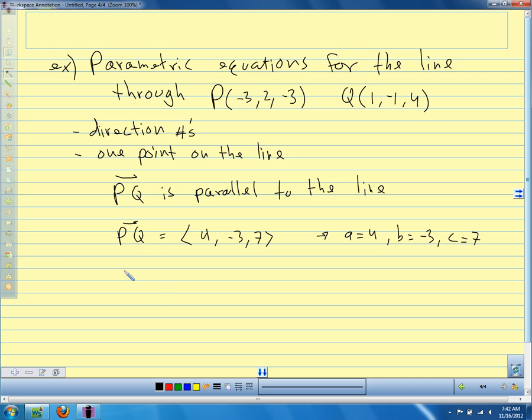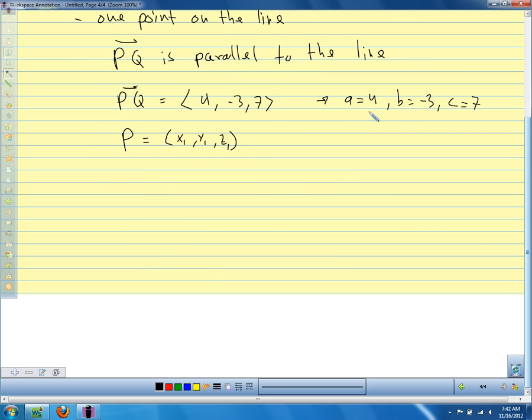So let P be our point x1, y1, z1. And then I can write my parametric equations using this point and these direction numbers. So I can write x equals -3 plus 4t, y equals 2 minus 3t, and z equals -3 plus 7t. And those are my parametric equations for our line.